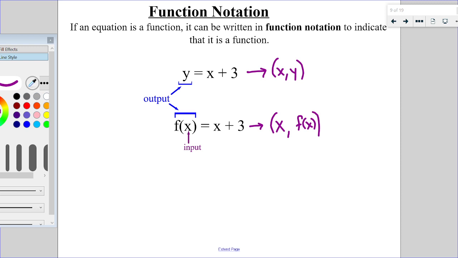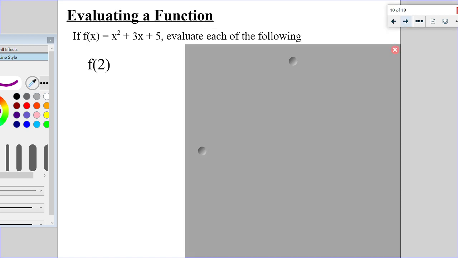Sometimes it'll be easier for us to work with it being a y there, and sometimes it'll be easier for us to work with it being an f of x, and know that you can interchange them as long as it's a function. Okay, so evaluating a function. Evaluating a function, again, something we have some introduction to.